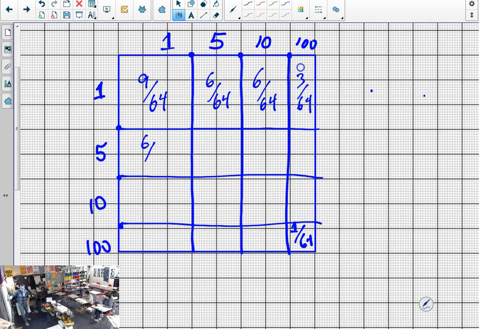Literally, they can all be filled in by how many squares? If we don't reduce anything.